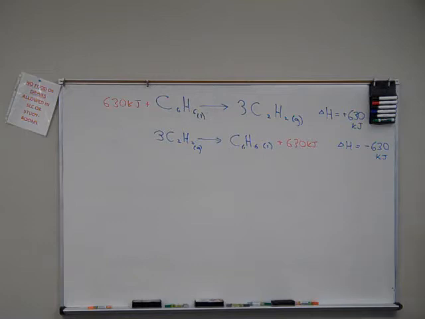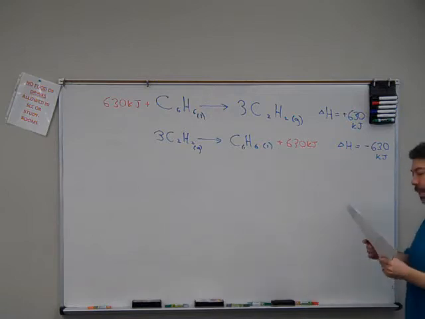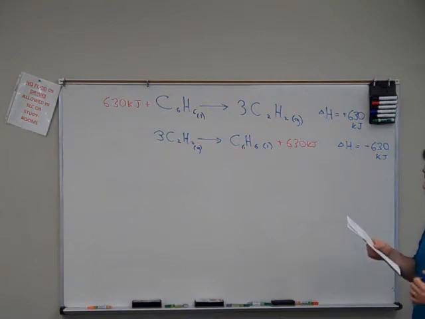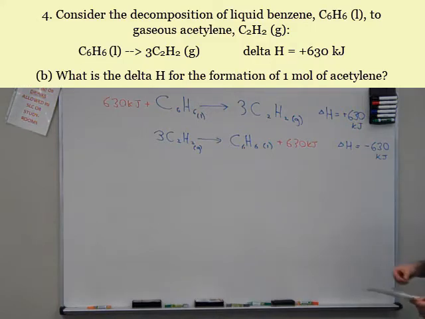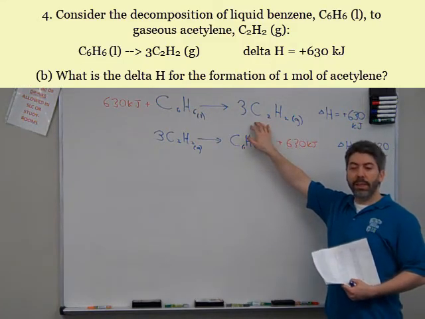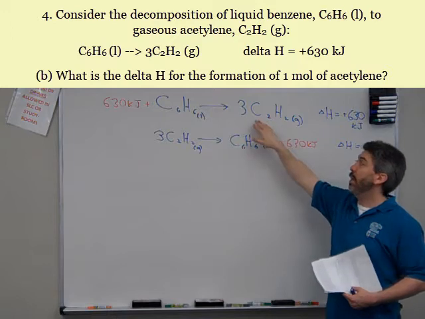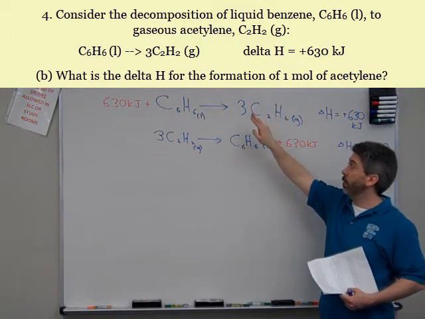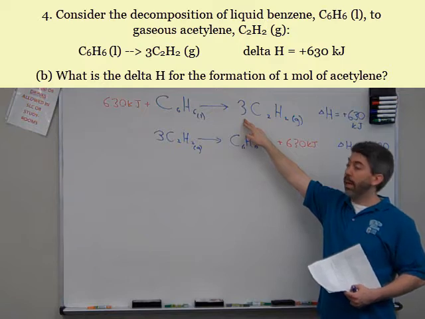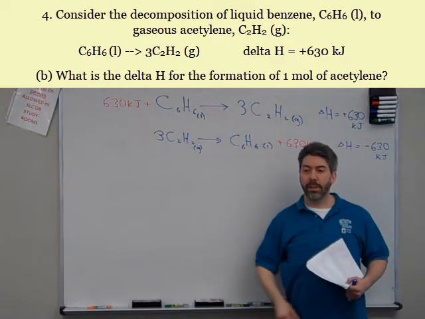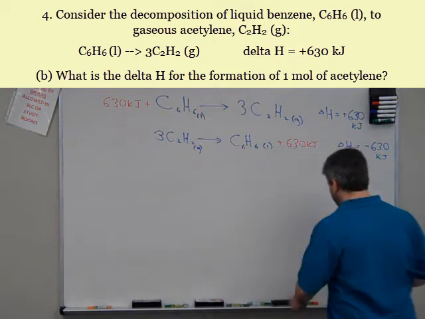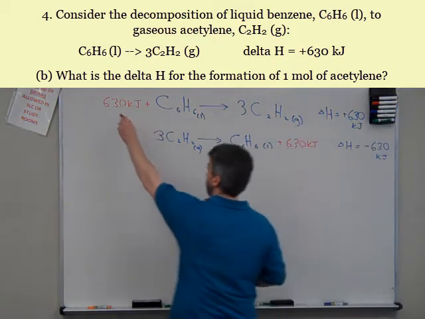And I don't know why I don't start a little further over here and not have to run off the edge. Okay, so now it says, what is the delta H for the formation of 1 mole of acetylene? Now here is an interesting thing. This is 1 mole of acetylene, right? This is acetylene, the C2H2. If I want to figure out what is the delta H for the formation of 1 mole, what do I have to do with this equation? Divide all of it by 3. And if I do that, I end up dividing this by 3 as well, don't I?